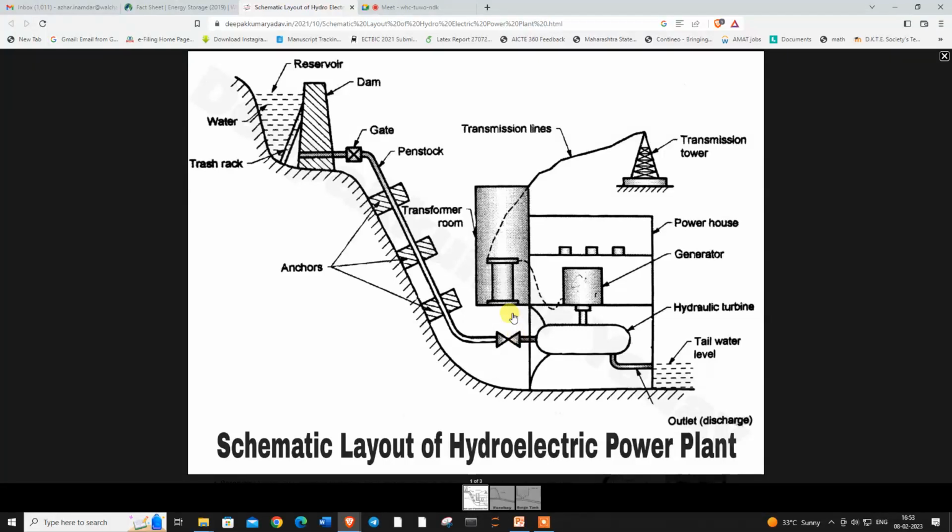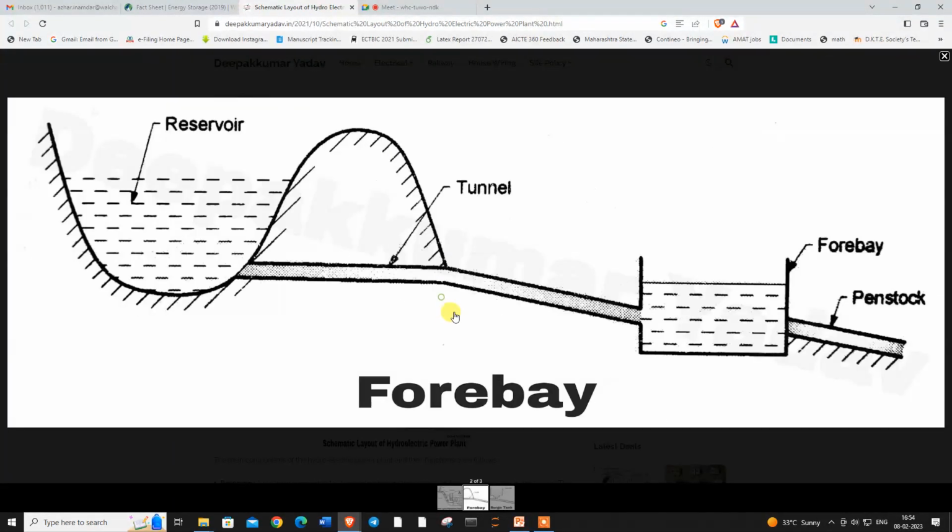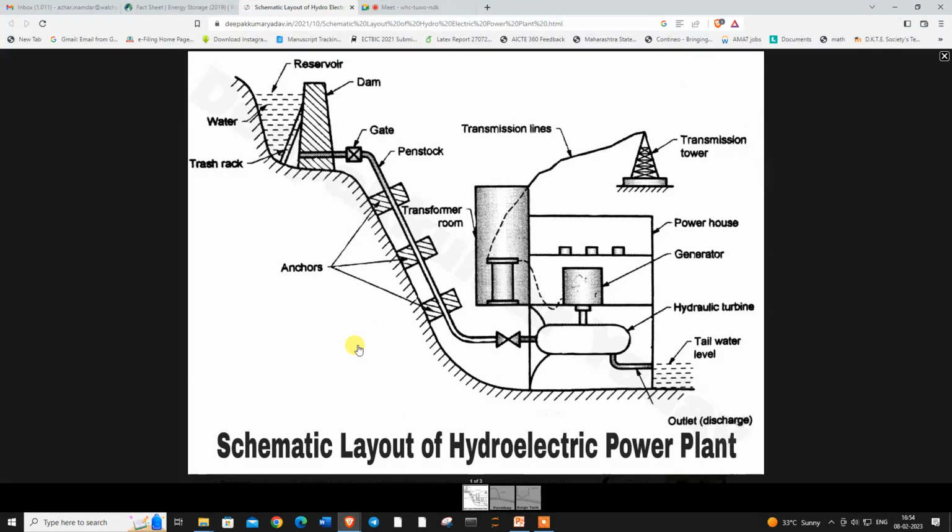Now we have to construct a penstock. If you can see here, this penstock is nothing but a pipe, which is made up of galvanized iron or galvanized steel, which has high tensile strength and very good mechanical properties. So the water will flow from a very high level through this penstock. It will travel from the reservoir to the turbine.